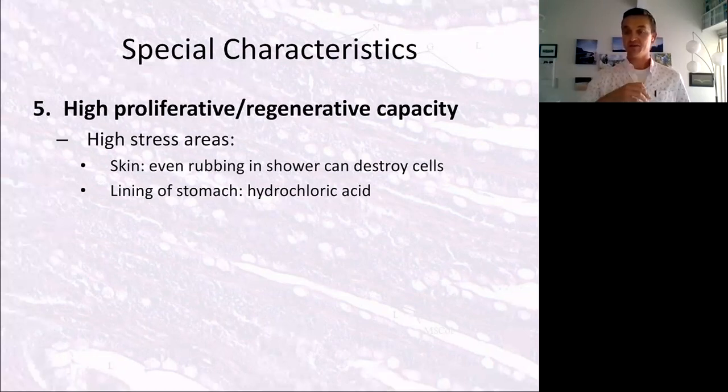Just think about your skin, right? You have lots of layers of dead skin cells on top. Those are constantly falling off. And then the layer at the bottom is making new ones, and they're pushing their way up. And so we're constantly regenerating cells because the cells are getting destroyed a lot because they're in places that are under high friction, high impact type areas.